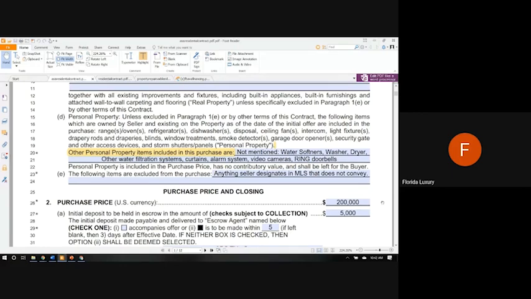Washer and dryer are not listed in those list of appliances. If your buyer wants the washer and dryer, make sure it's in there. If there's a refrigerator in the garage, it's not included in the refrigerator listed up there. That's the one in the kitchen. If there's one in the garage, it needs to be specifically notated.